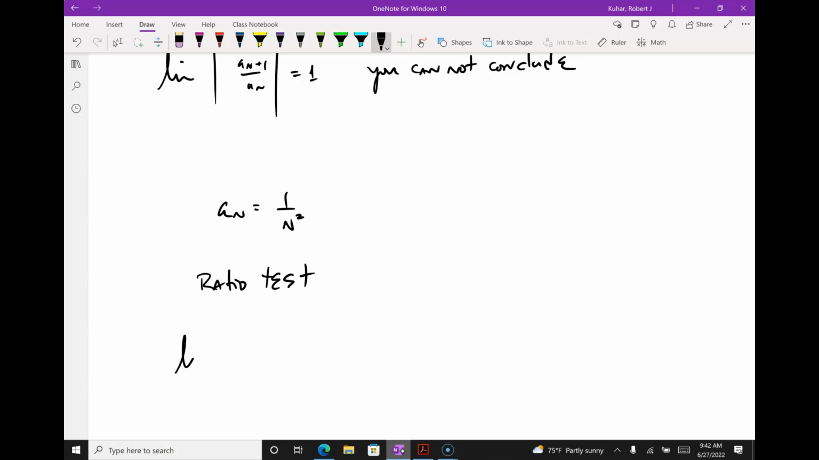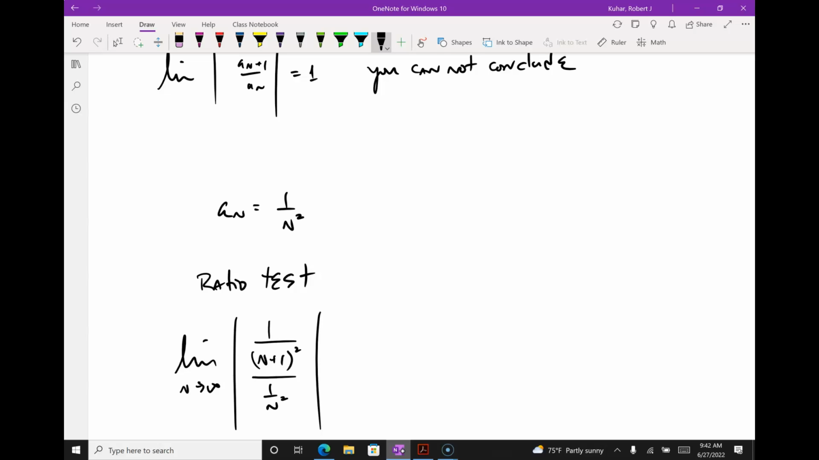So I'm looking at the limit as n goes to infinity of 1 over n plus 1 quantity squared over 1 over n. Oh, sorry, n squared, right? So I'm putting in the next term, changing the n to n plus 1 for the next term. On this particular one, I don't even need the absolute value, correct? A lot of times you'll decide if you need the absolute value or not and then rip it off if you don't need it.